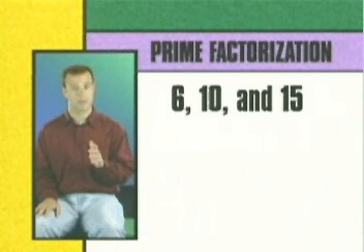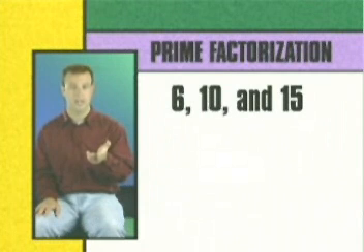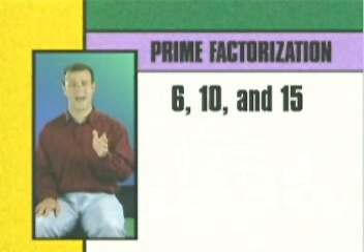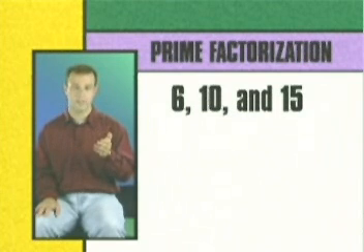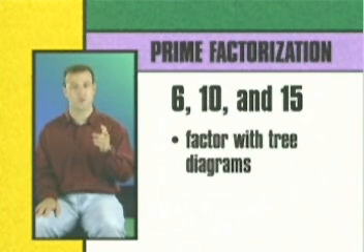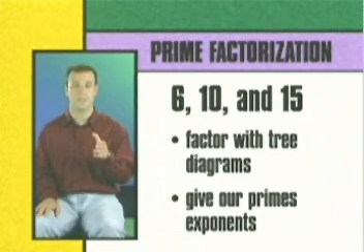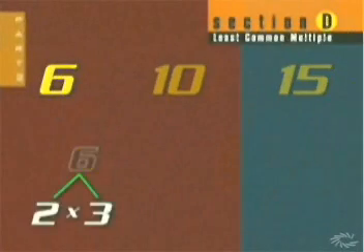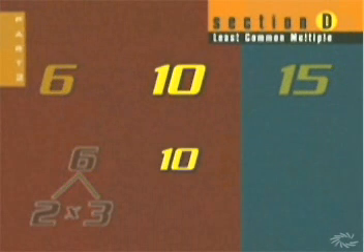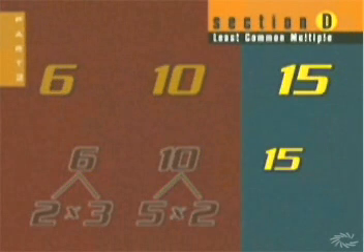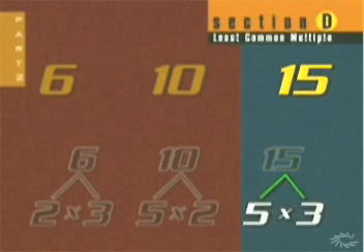Let's use the same numbers, 6, 10, and 15. Now remember way back about 2 minutes ago when we found the GCF? Well, our first step here is the same. We're going to factor with tree diagrams and then give our prime numbers exponents. So, if we take 6, we get the prime factors 2 times 3. 10 breaks down to 5 times 2, and 15 gets mapped out so that its prime factorization is 5 times 3. Now we've got all our prime factors and we need to express them with exponents.